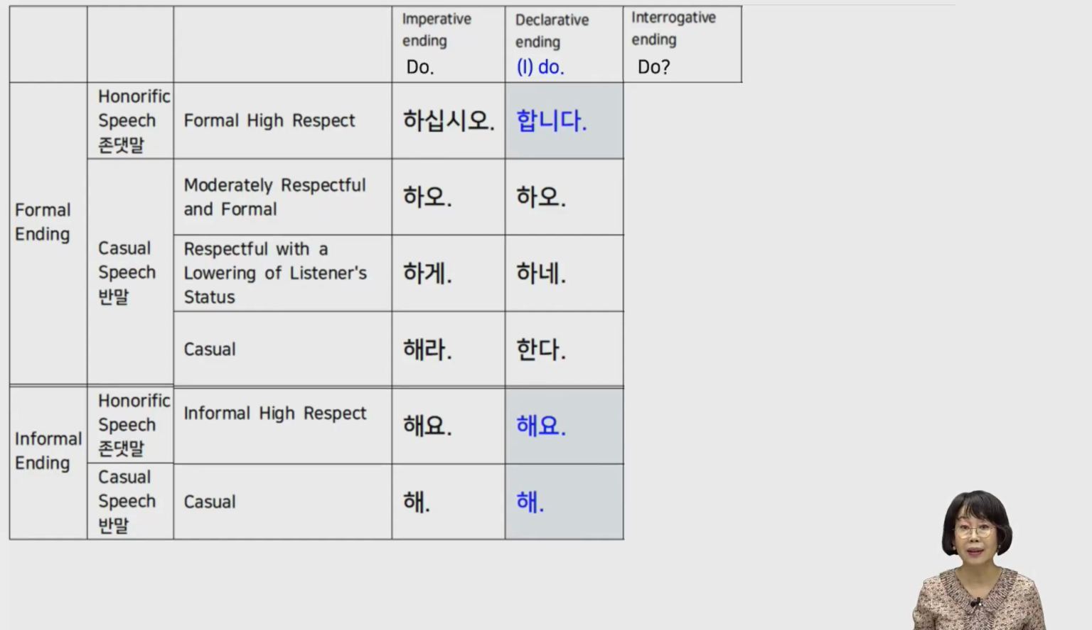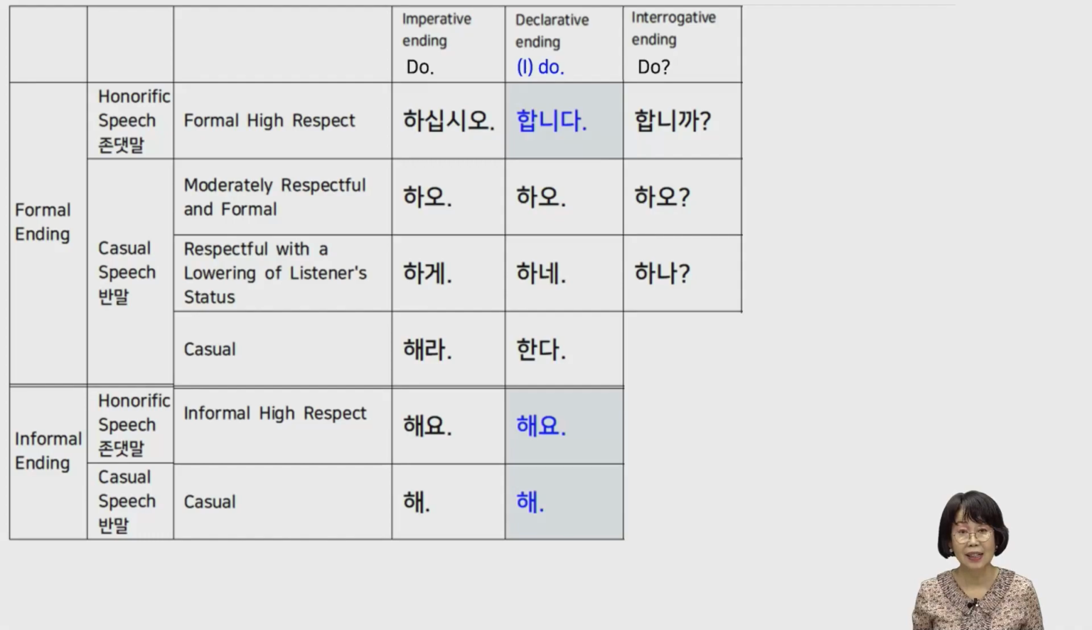Interrogative ending, question form. Do? 합니까? 하오? 하나? 하니? 해요? 해?